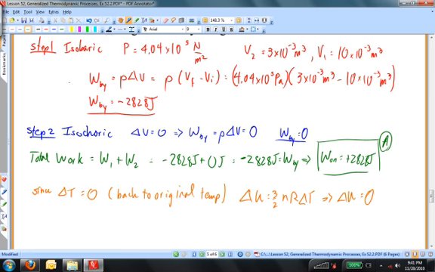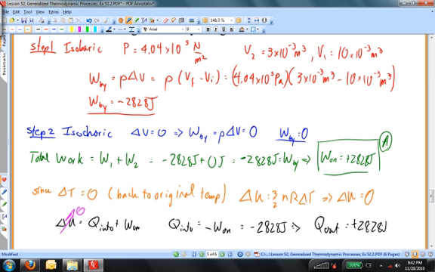Well, what does the first law of thermodynamics say? If the change in the internal energy is 0, then what that means is that the amount of heat that flows into the gas is going to be equal to the negative of the work that's done on the gas, which is negative 2828 joules. So that must mean that the amount of heat that flows out of the gas is plus 2828 joules. So during this process, I had heat that was leaving the gas.